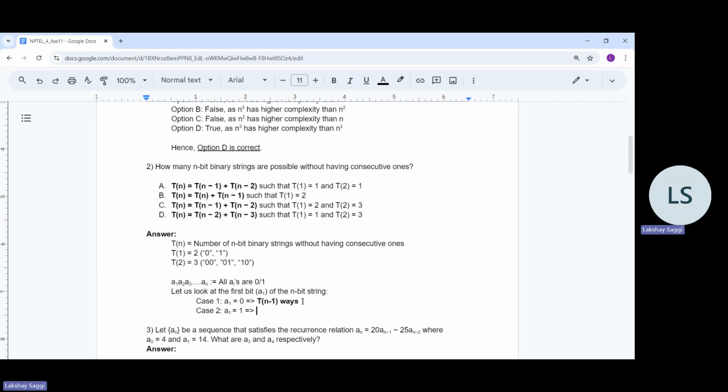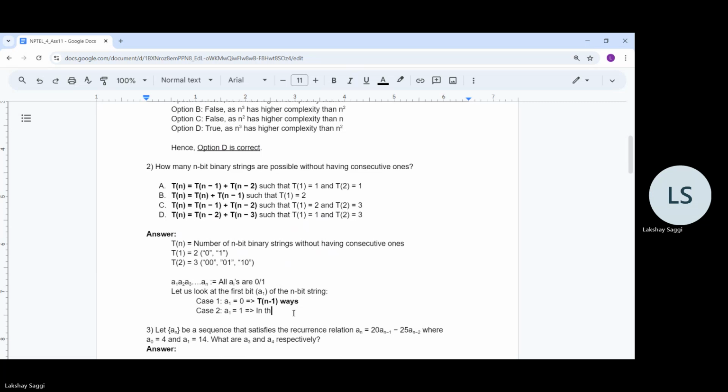And if a1 is actually equal to 1, then to ensure that there are no consecutive ones, we'll have to fix a2 equal to 0 also, right? Because if a2 was also equal to 1, then a1, a2 will be consecutive ones. So that's why if we fix a1 to be 1, then we have to fix a2 as 0. So just writing this down.